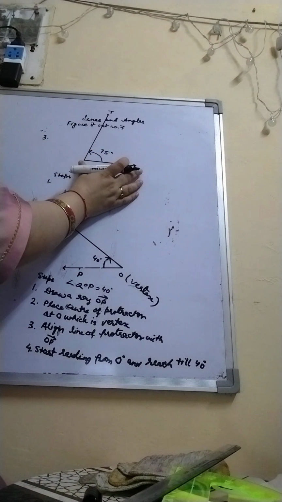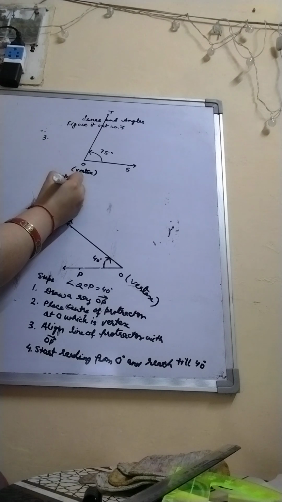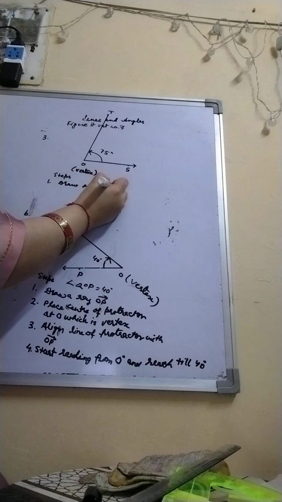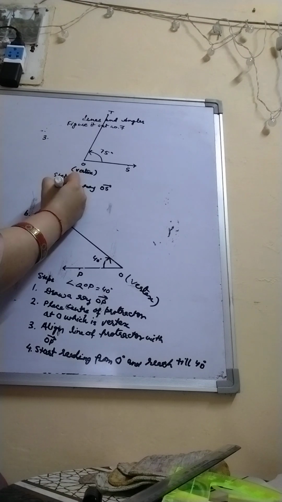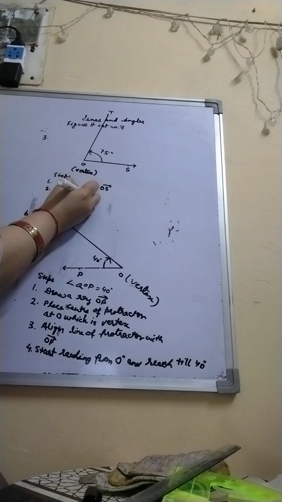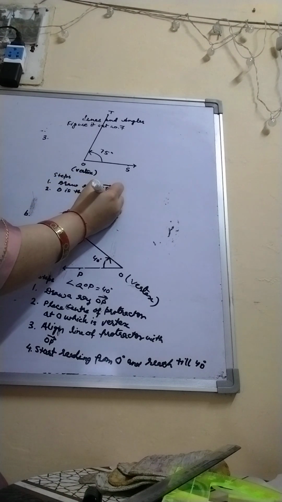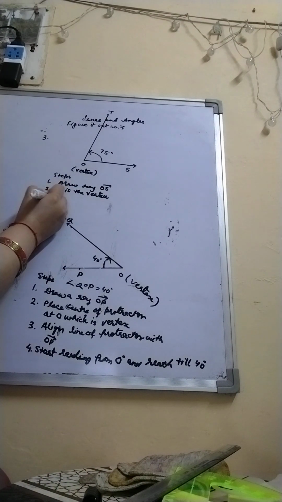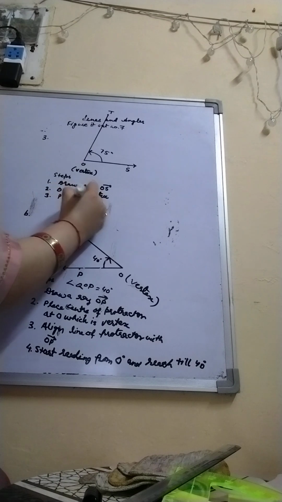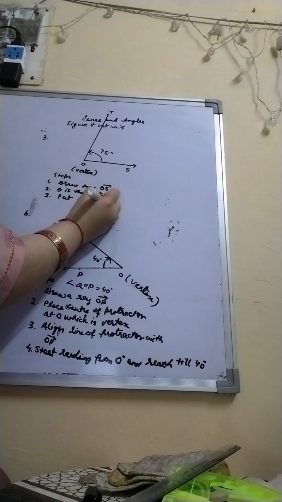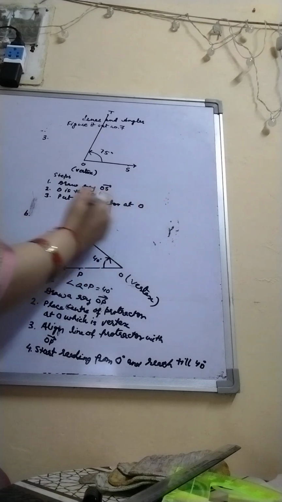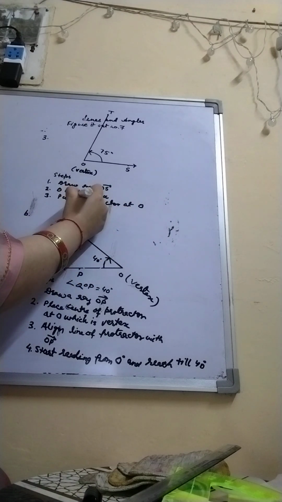सबसे पहले आपने क्या किया था? You draw ray OS. So draw ray OS. O is the vertex. You can always say which point you are taking as vertex. Put protector. Next step is put protector at O. Put center of protector at O.